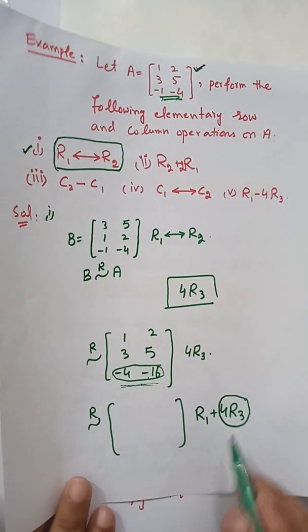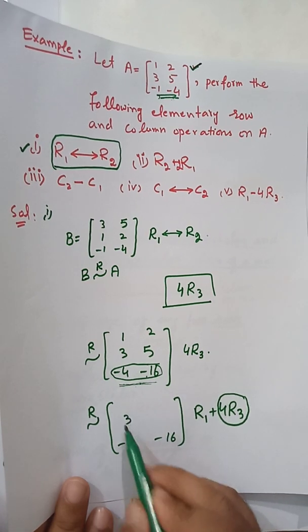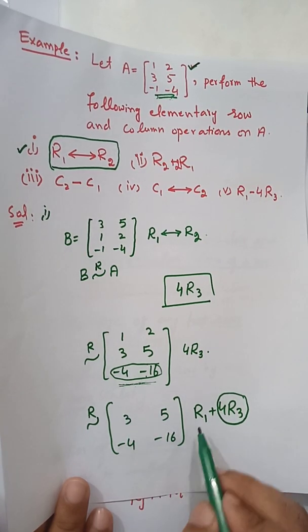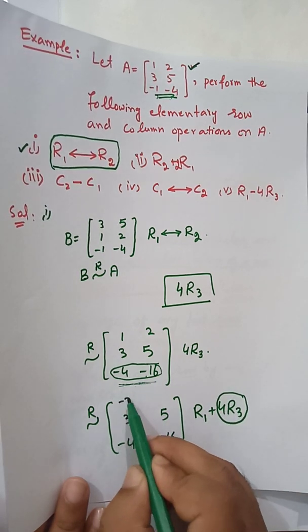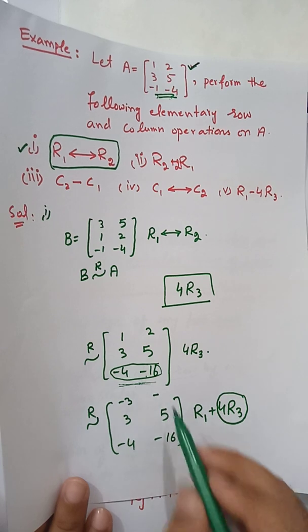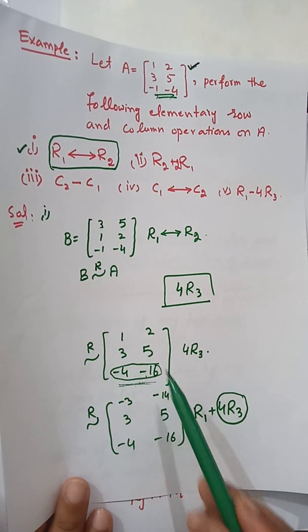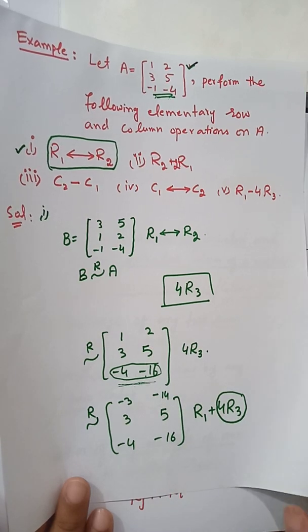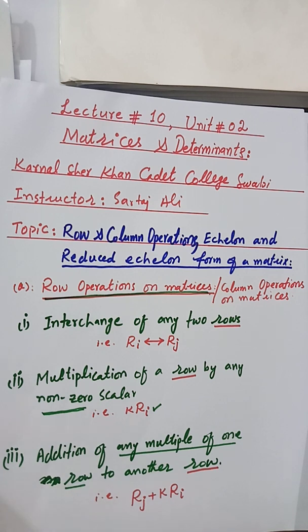So you are adding, so you see that this will be written in its own place, the second row will be as it is, and I am adding this with the R1. So R1 will become minus 3 and that will become minus 14, because 1 plus minus 4 means 1 minus 4 is minus 3, and 2 plus minus 16 is equal to minus 14.